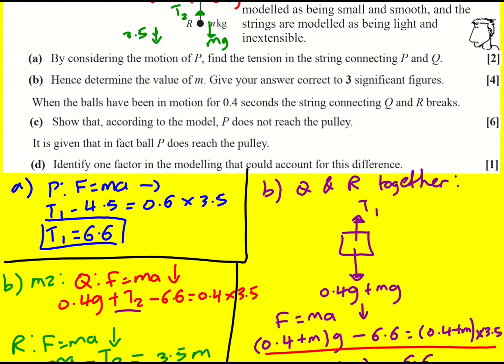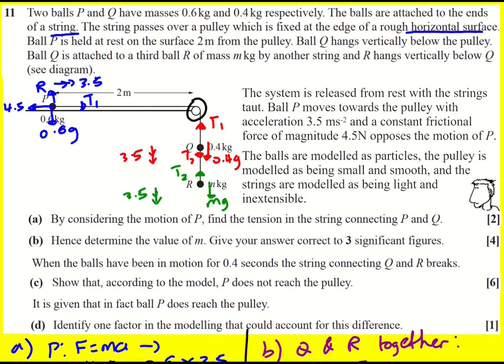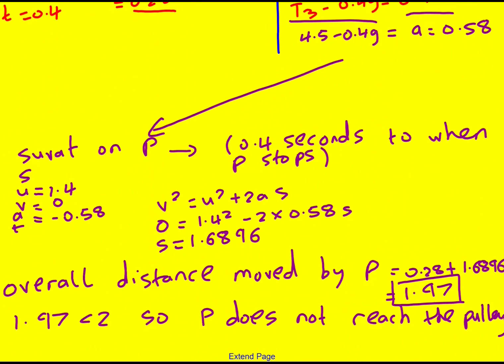Okay, we've got one last part to this question. It's given that in fact P does reach the pulley. What factor in the modeling could account for the difference? So what have we assumed in our model that maybe we shouldn't have assumed, that would have caused P to actually reach the pulley? I went with the weight of the string. I thought, if the string's really heavy, then maybe Q will be a little bit heavier and it will cause P to get there. And that was accepted, so that was good.